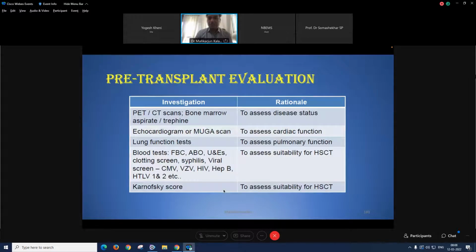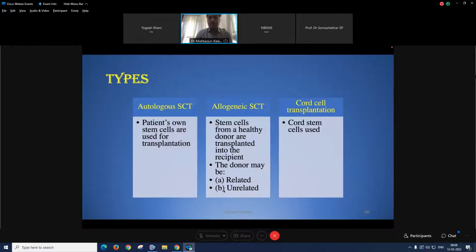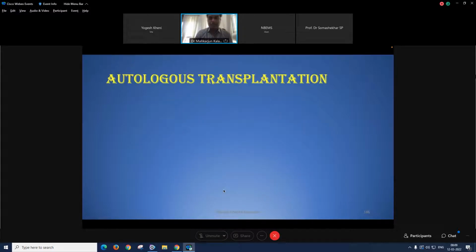Before you transplant a patient, we have various evaluations to look at the disease status and the fitness of the patient, whether he can go through the transplant. We divide transplantation into autologous transplantation, wherein we use the patient's own stem cells. Commonly used diseases are multiple myeloma, relapsed refractory lymphoma, and some solid organ tumors. Whereas if the patient has a disease like acute leukemia or refractory lymphoma, one may have to use allogenic bone marrow transplantation, wherein the stem cells are taken from a healthy donor. Cord cell transplants are not very widely used because of the advent of haplotransplant.